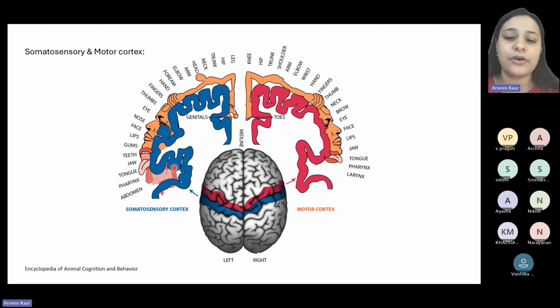So that is how sensation works. The parts that have more sensory stimuli to be felt have more region dedicated to them in this particular somatosensory cortex than the regions that have lesser sensory stimuli that have to be perceived, right? Similar goes for the motor cortex.